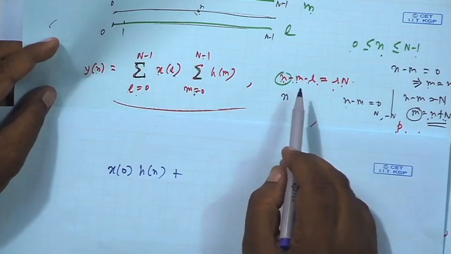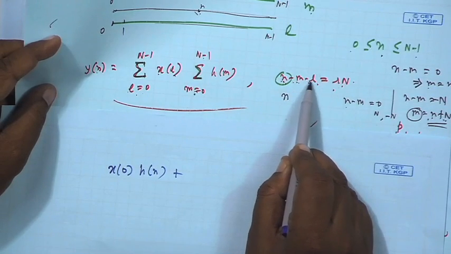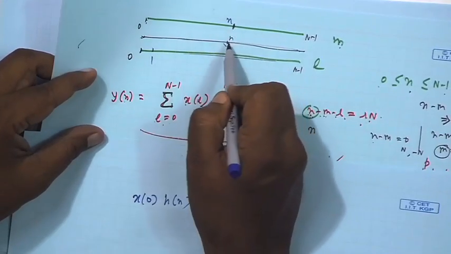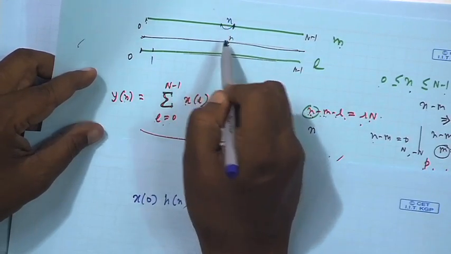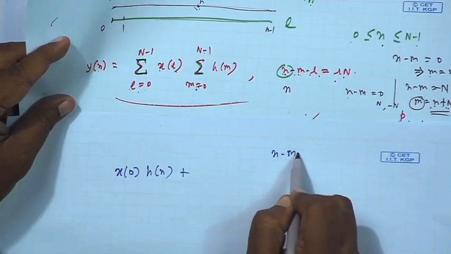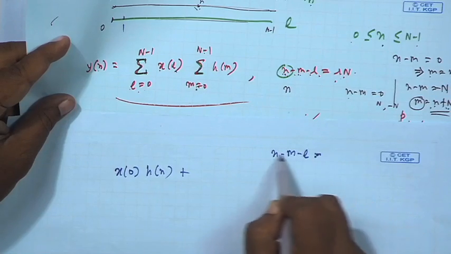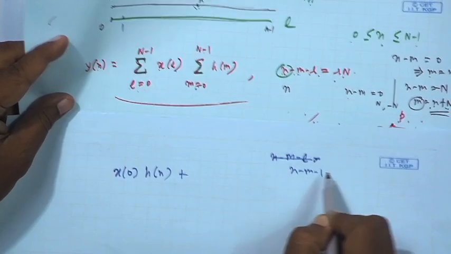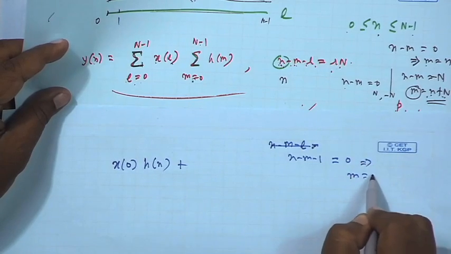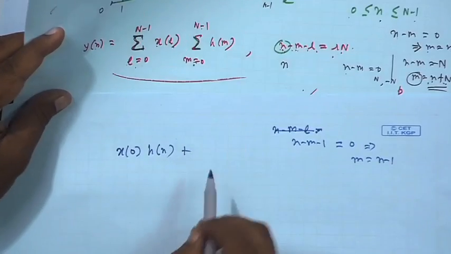If L is 1, what should m take? N minus m minus 1. If it is 0, m will be n minus 1, that is this side. This is now n minus m minus 1. Either this should be 0, which means m is n minus 1, which is fine. Small n is here, so n minus 1, that is fine.